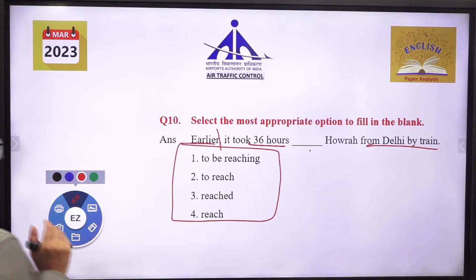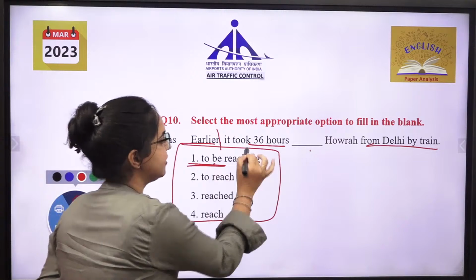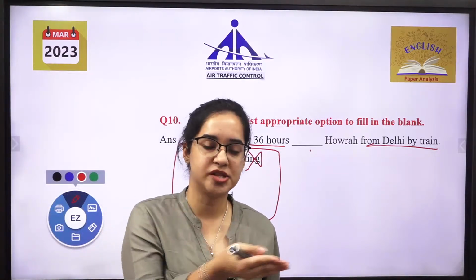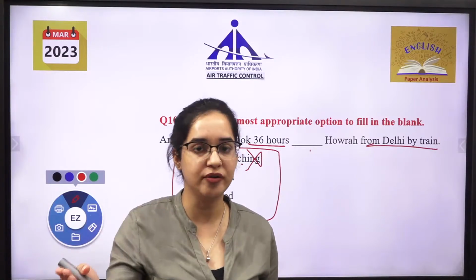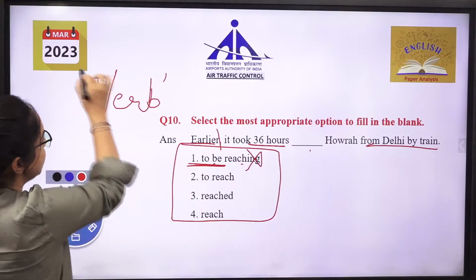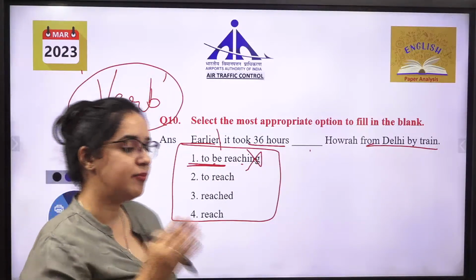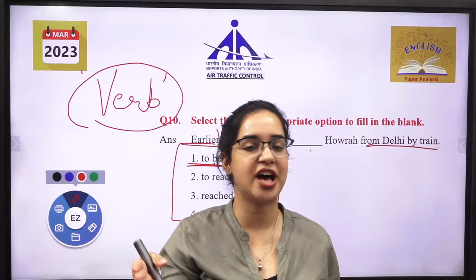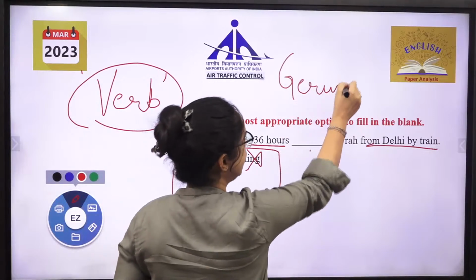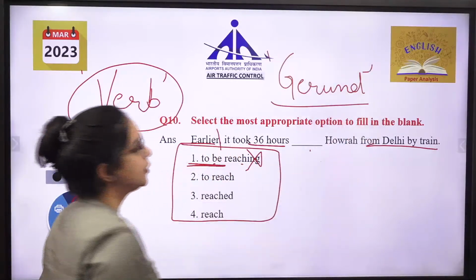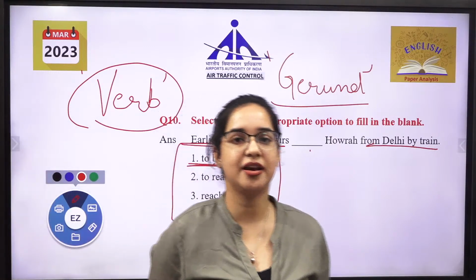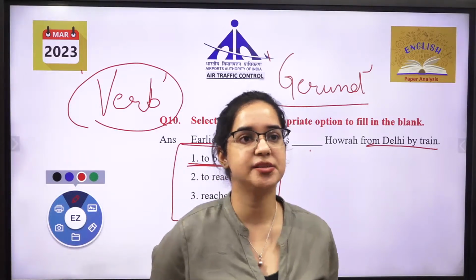So why? First thing to remember: "to be" with "to" and "reaching" does not work. This is the wrong way. This comes in the category of verbs: infinitives, bare infinitives, to infinitives. Last to last year also one question was there from verbs, infinitives, bare infinitives, gerunds, and all that. Can anyone tell me what is the meaning of gerund? One time the question was to fill in the blank with the gerund, and students were not aware what the meaning of a gerund is. It's an easy one.